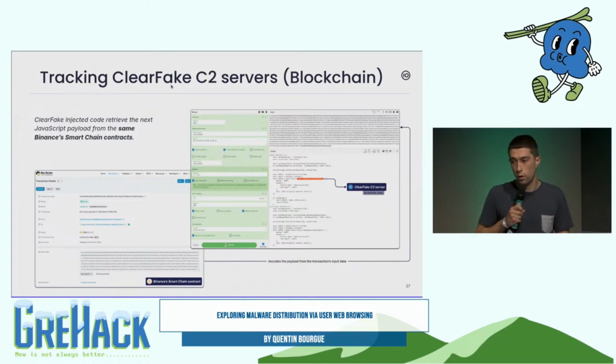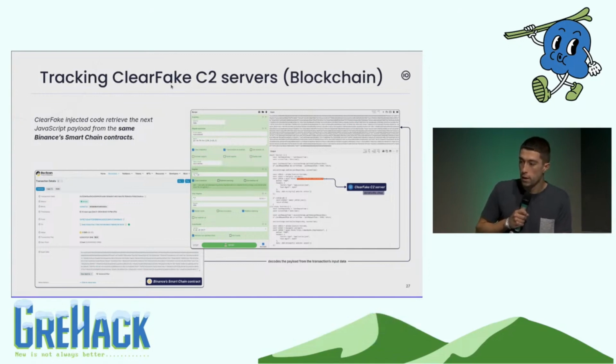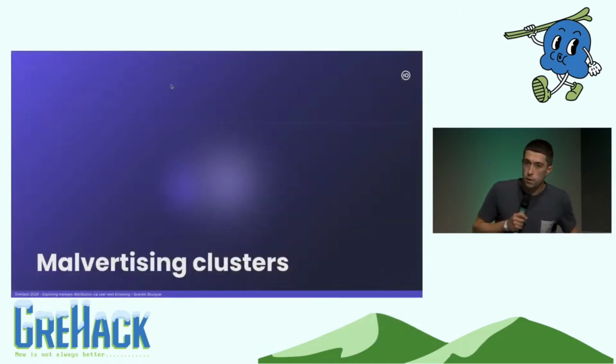The goal when we are tracking adversaries is to multiply the tracking methods to monitor the infrastructure, even when it changes, for example, the TLS certificate. If we have multiple methodologies, we can track the changes. So here we are for the GreHack threat. Let's discuss the malvertising clusters.